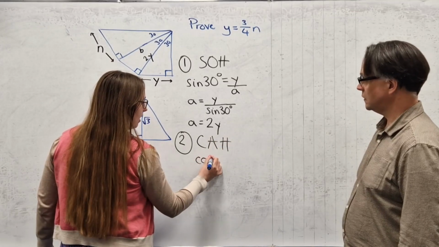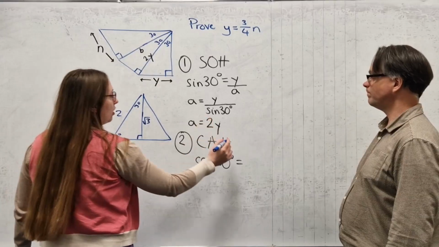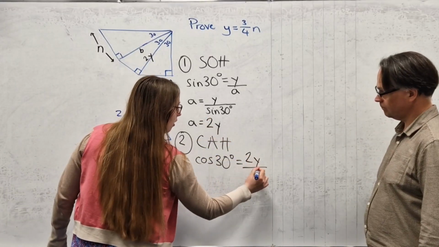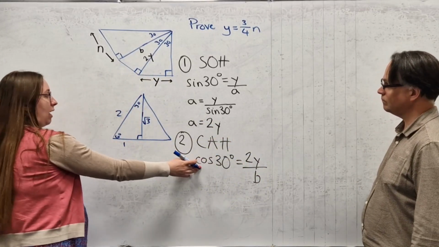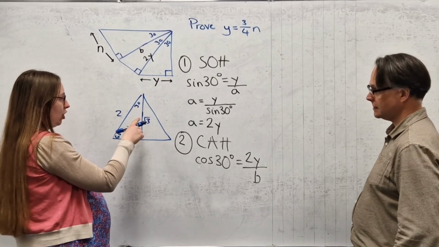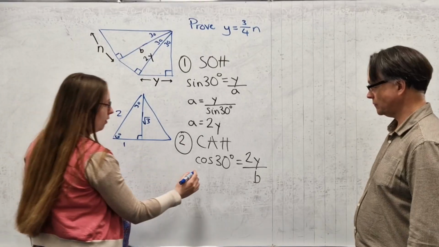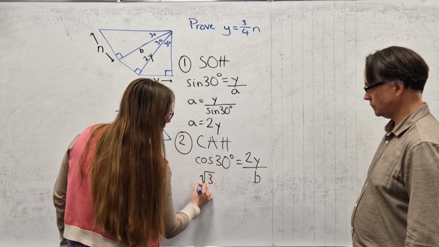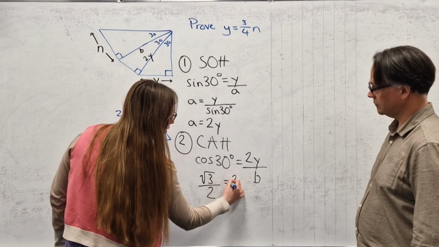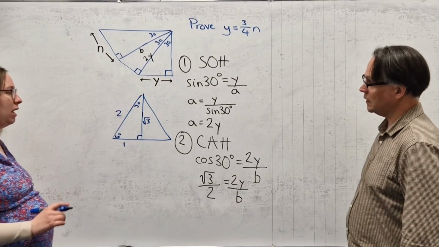So cos of 30, there we go, so we do need the triangle stuff, equals adjacent, which is 2y over b. And then cos 30, so we're going to go back to this triangle. So cos is adjacent over hypotenuse, so that's root 3 over 2. So here, I'm going to do the way Matt did it. Root 3 over 2 equals 2y over b.